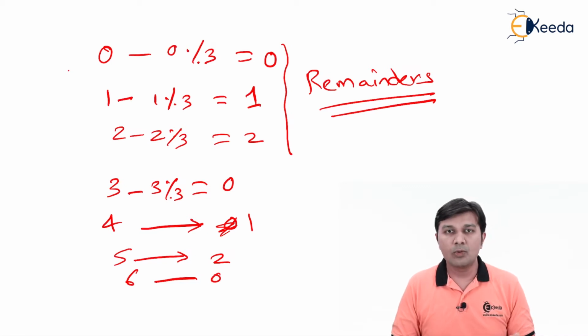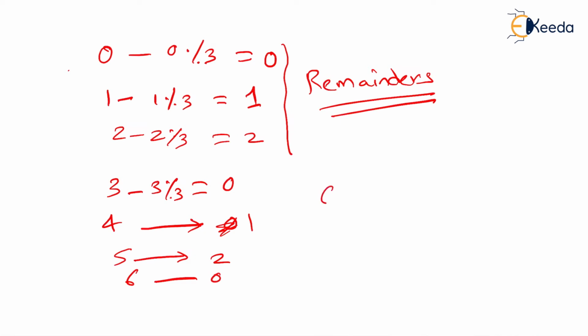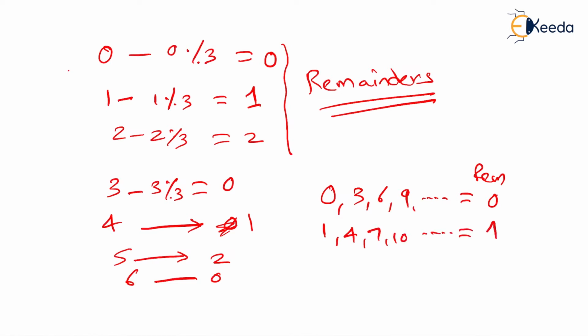So if I populate the gist of all these things, can I say a number like 0 or 3 or 6 or 9, so on and so forth up to infinity, when divided by 3 is going to give me a remainder as 0? Yes. Can I say the numbers like 1, 4, 7, 10 when divided by 3 is going to give me a remainder as 1? Yes. Similarly, the numbers like 2, 5, 8, 11, all those numbers when divided by 3 are going to give me the remainder as 2, right?